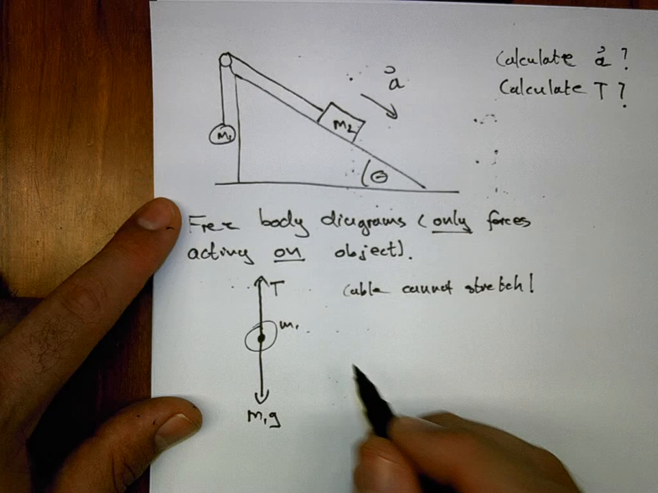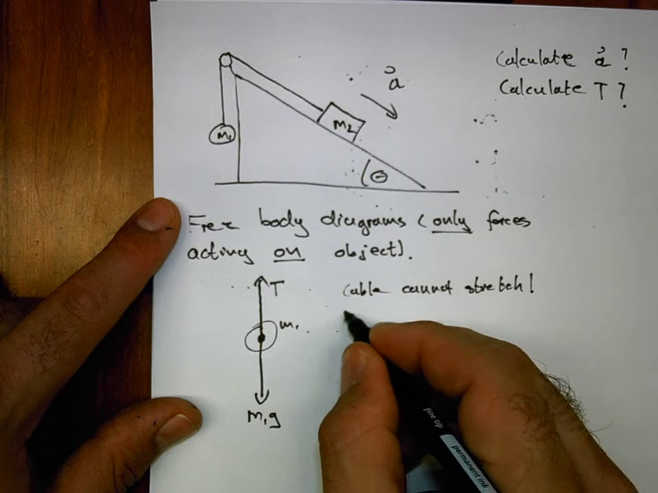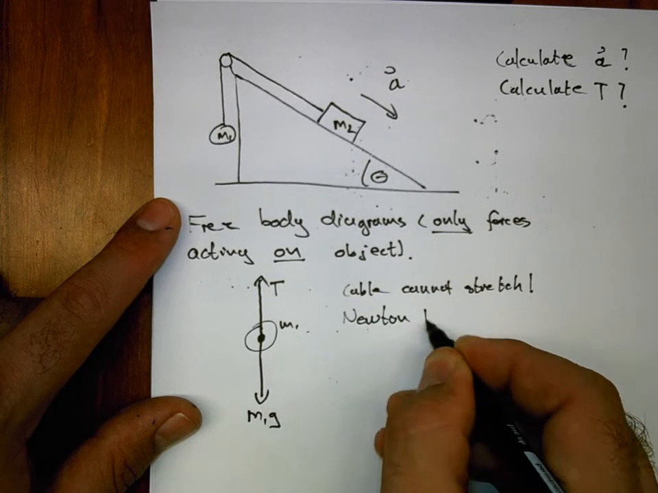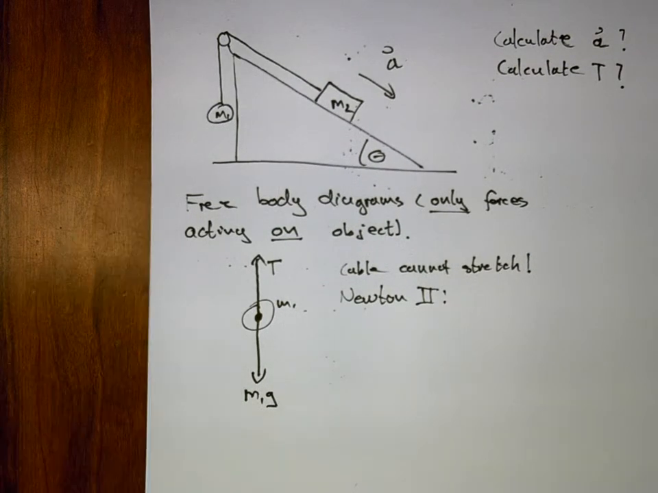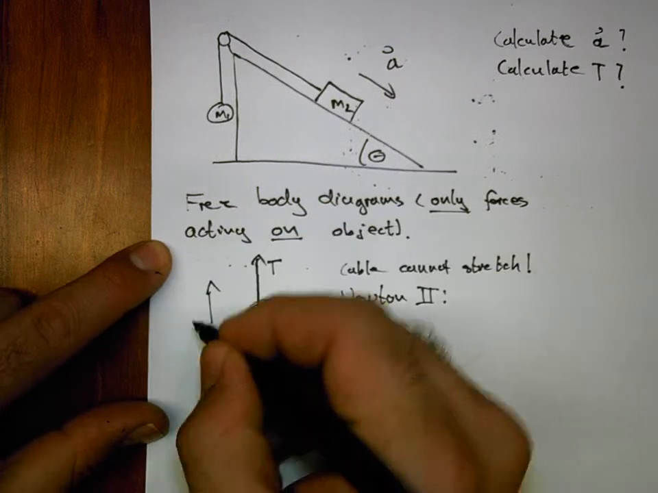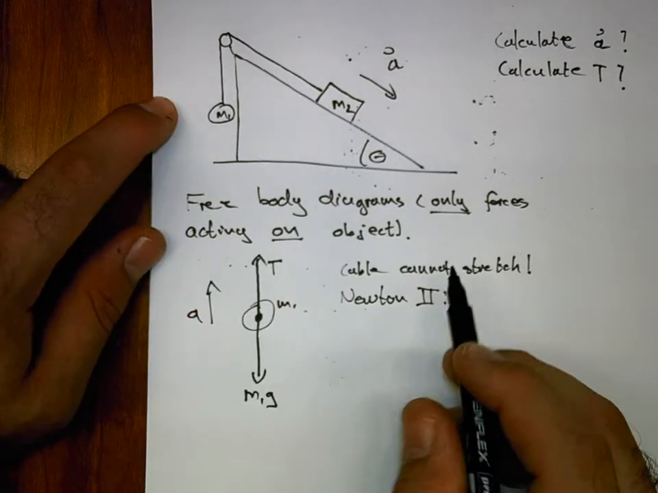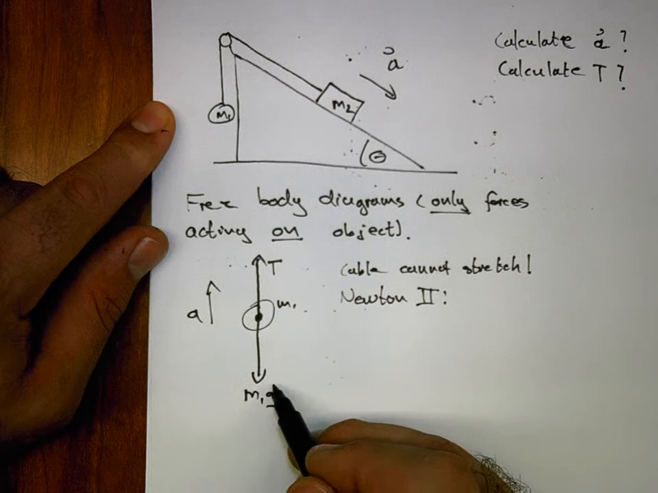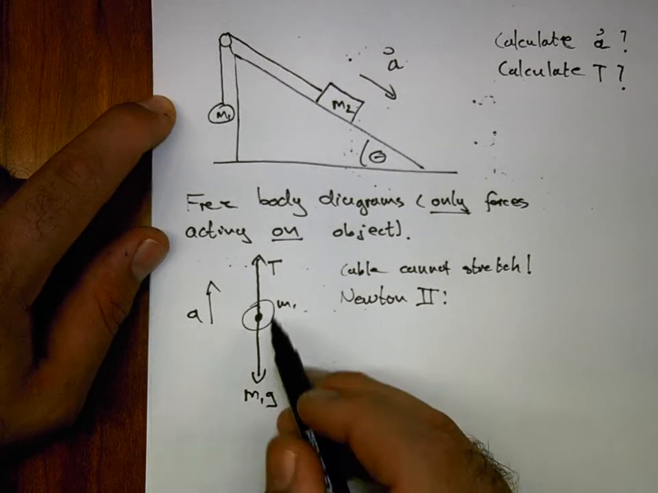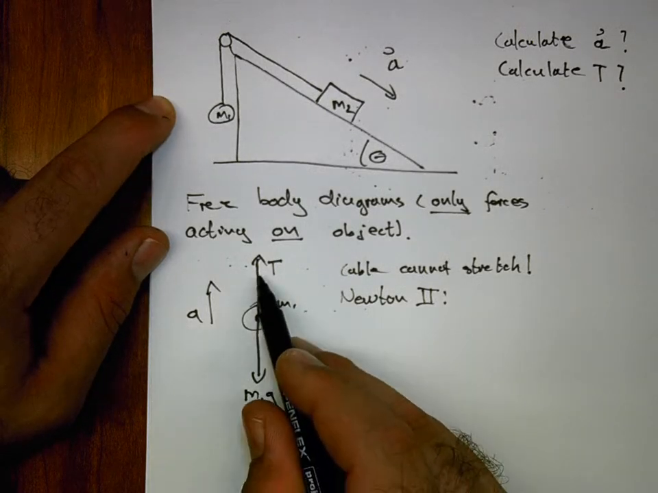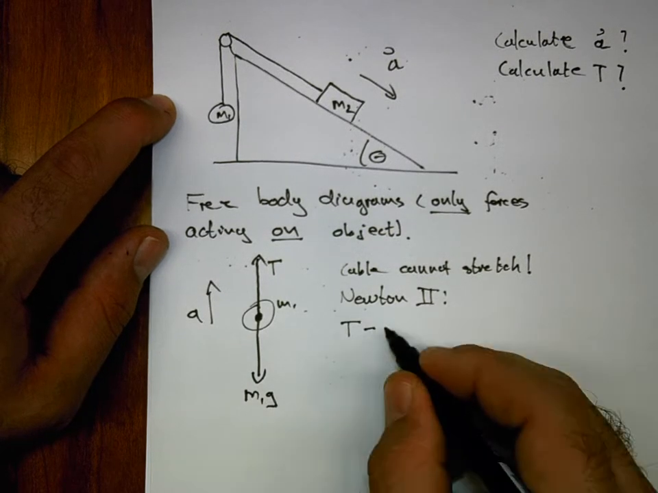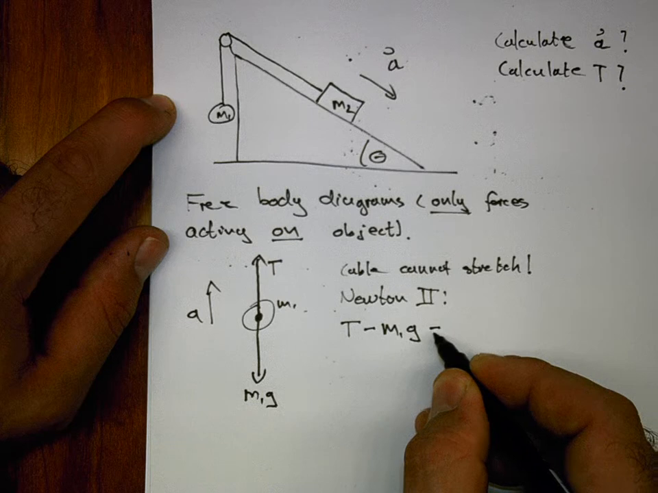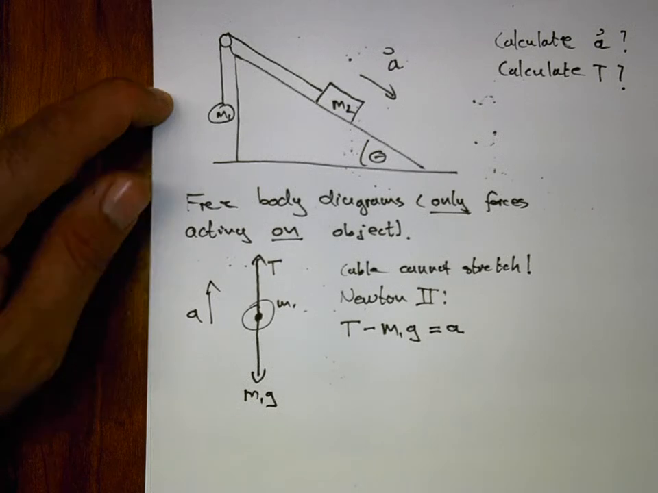Which means we can write Newton's second law. So I'm just going to call this Newton 2. It says the sum of forces must be equal to the mass times the acceleration. We know in this case the acceleration will be upwards. So we expect the tension to be greater in magnitude than the weight, because then the resultant force would be pointing upwards. So we've got T minus M1G is equal to M1A.